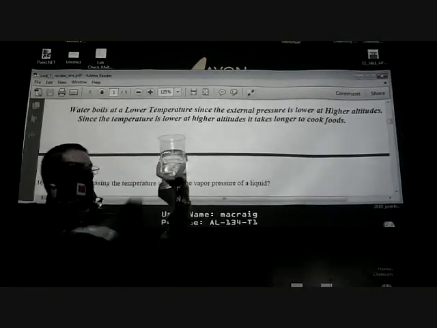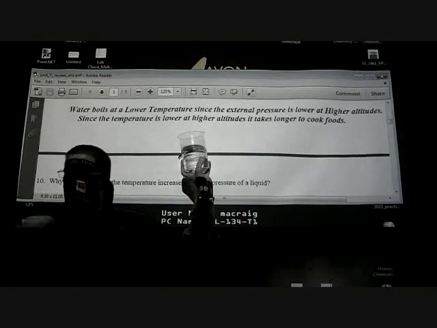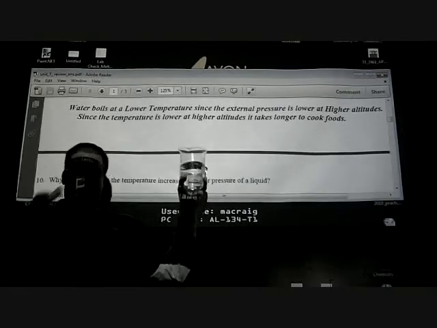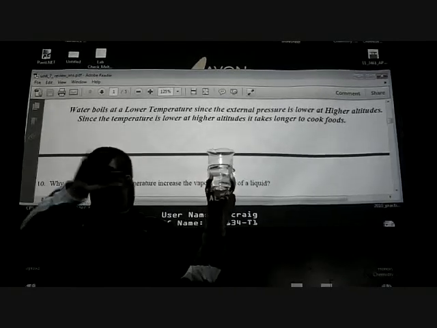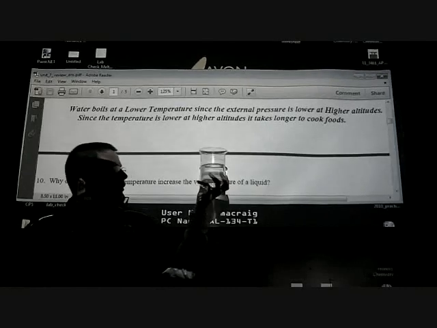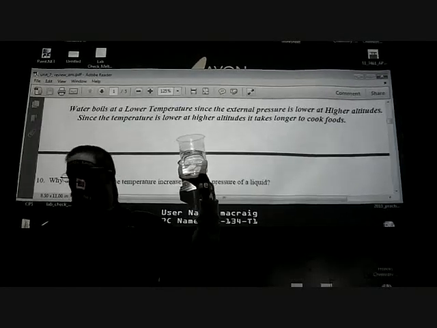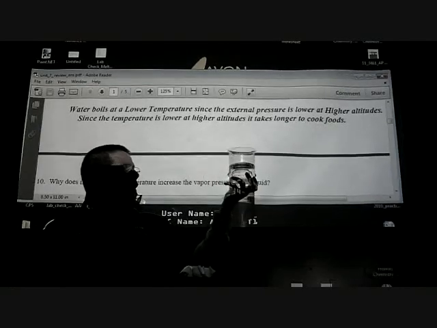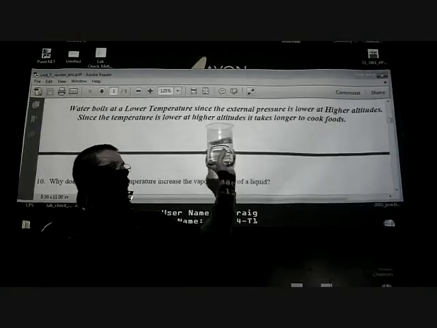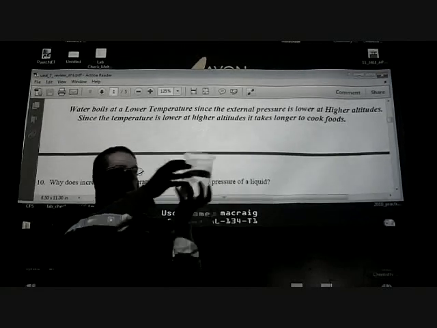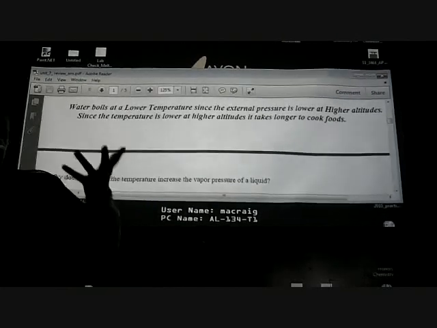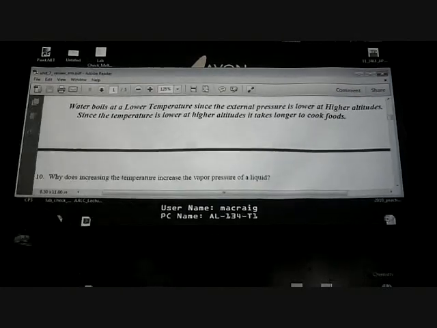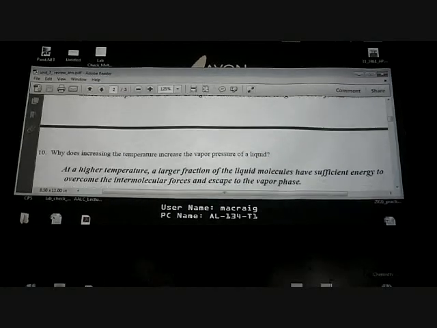However, if I want this to evaporate a lot more quickly, and during the lab, especially if you had a Bunsen burner, I kept pouring water into your beaker because it kept evaporating out. The rate of evaporation here is not as fast as if I had a Bunsen burner going under it and it was boiling. So if we increase the temperature, a lot more of the water is going to be able to evaporate, which in turn is the vapor pressure. Good.